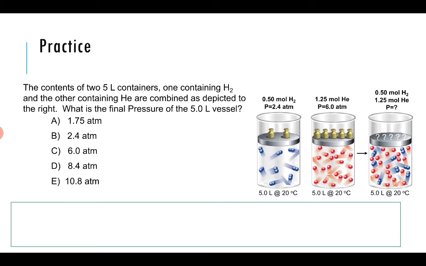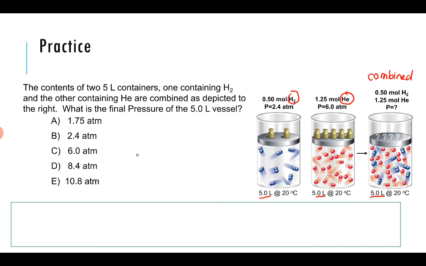So let's see if you understand this concept by doing a practice problem. The contents of two 5-liter containers, one containing hydrogen gas and the other containing helium gas, are combined as depicted to the right. And so this is the combined one. What is the final pressure of the 5-liter vessel? So all of these are 5-liter vessels at 20 degrees Celsius. How about you go ahead and pause the video until you figure out what you think the total pressure is in that container.